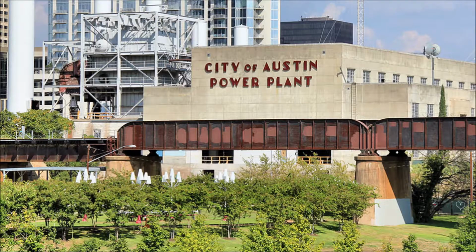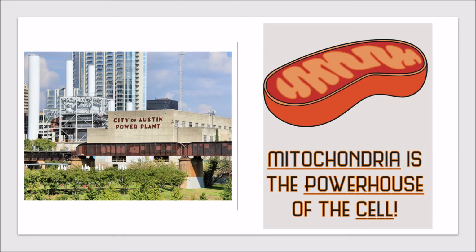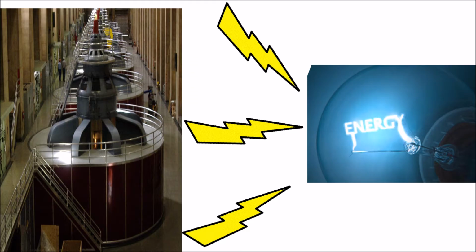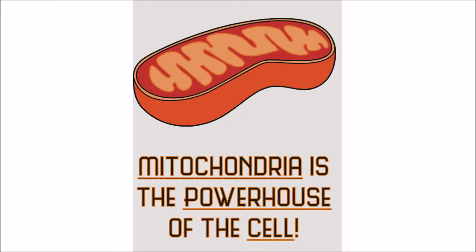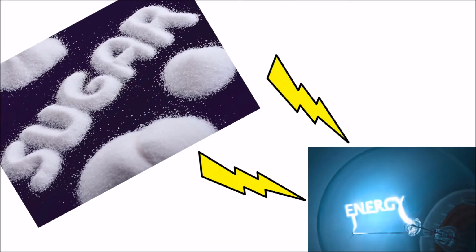We know that cities have their own power plants, like Austin for example, but how about cells? What are their power plants? Well, the mitochondria is an example of a cell's power plant. It's also more commonly known as the powerhouse of the cell. Now recall that power plants need materials and machines made out of various metals to produce energy. Well, the mitochondria works in the same way, except that the materials are sugars found in the foods we eat, and the machines are made out of proteins.